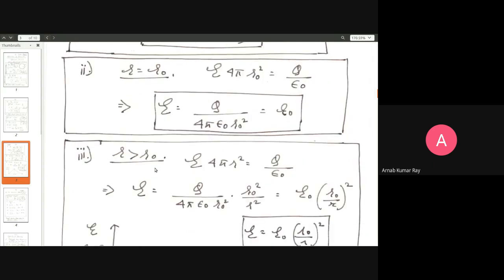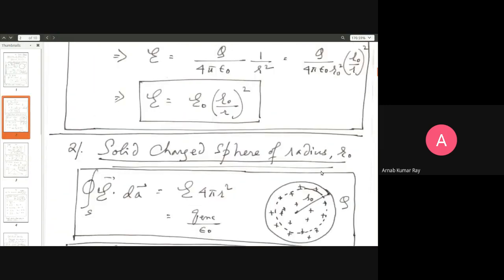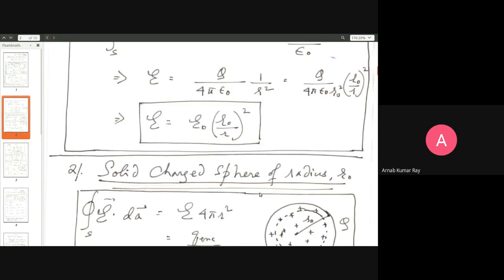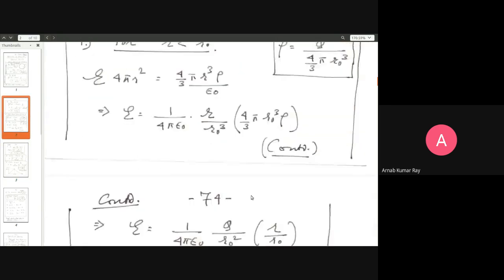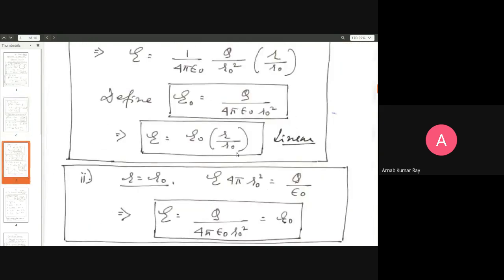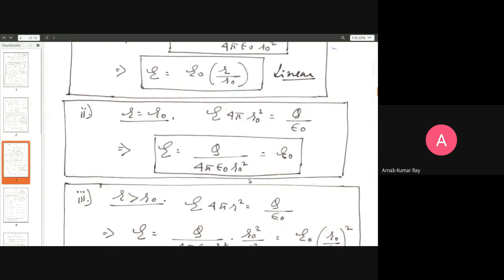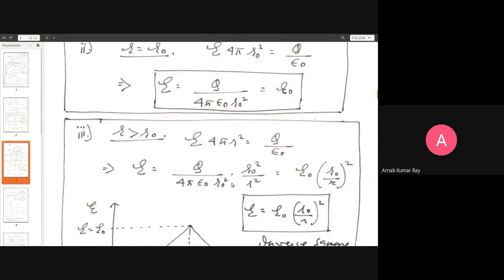And then R greater than R naught. E into 4 pi R squared is equal to, again, you have gone outside the sphere. You are enclosing all of the charge, total charge, capital Q. So that is what you have, and so capital Q by 4 pi epsilon naught R squared. Again, I'm multiplying and dividing by R naught squared. And this shall be E naught into R naught by R whole squared.